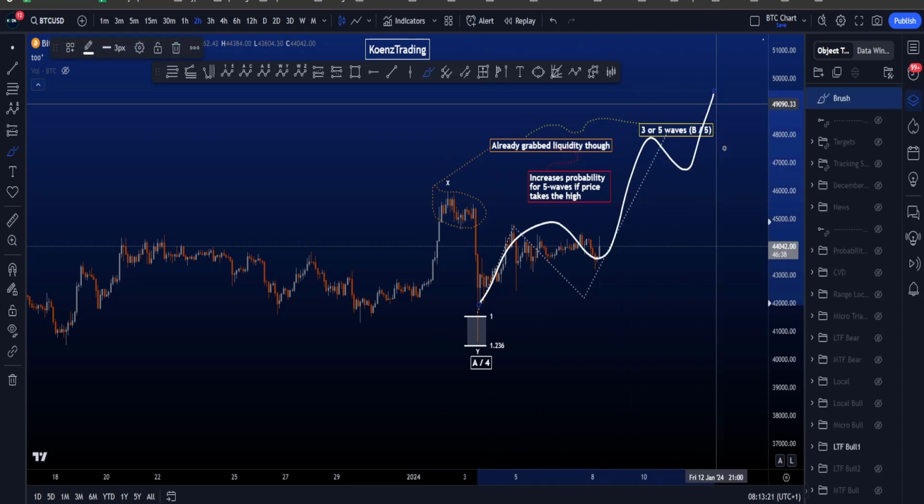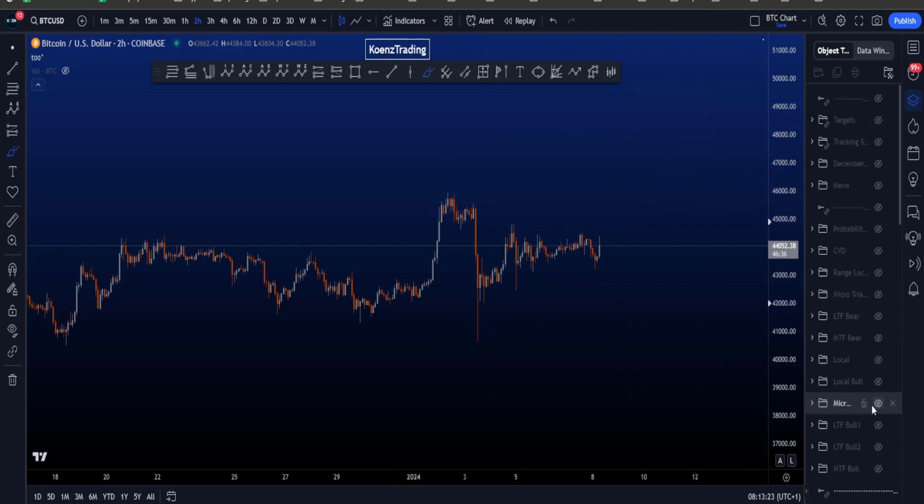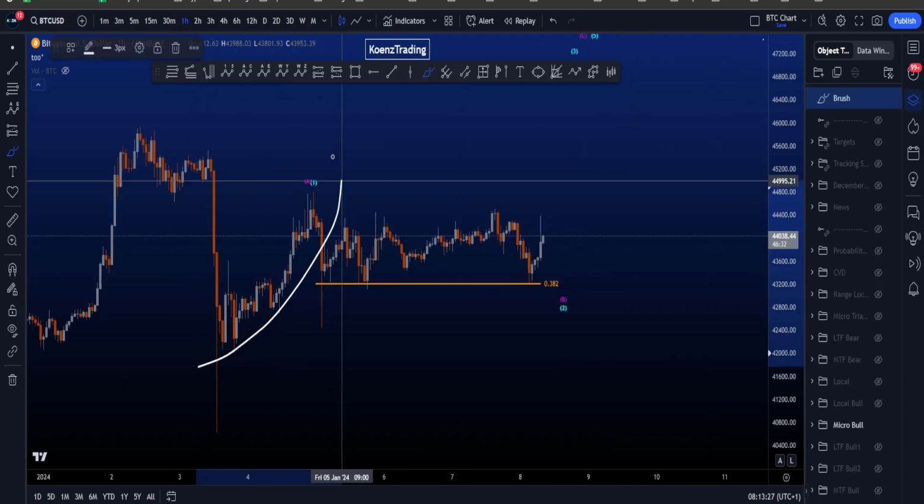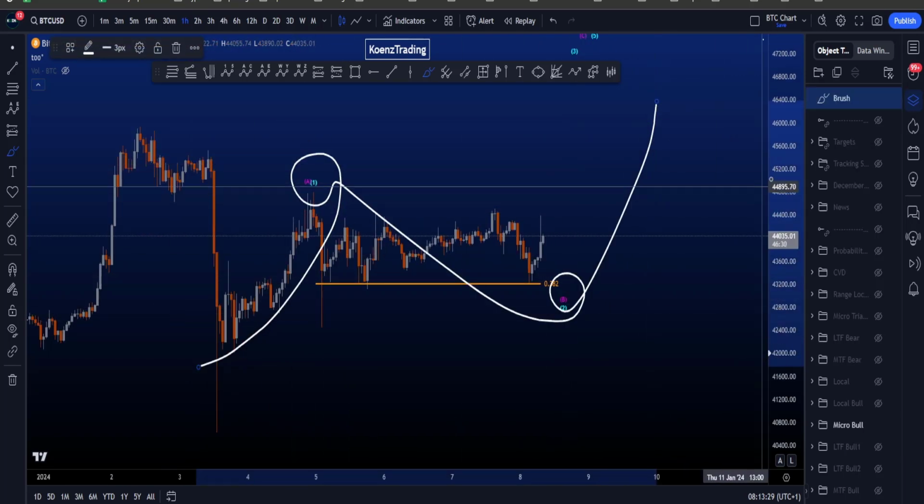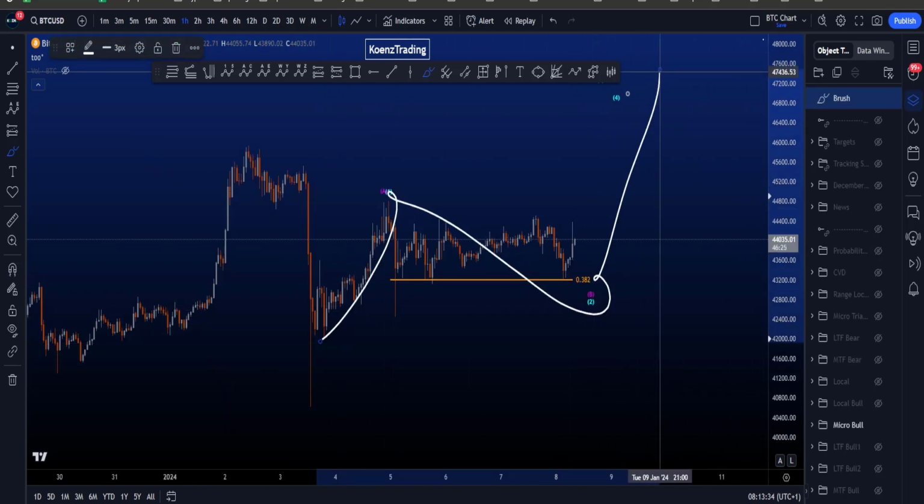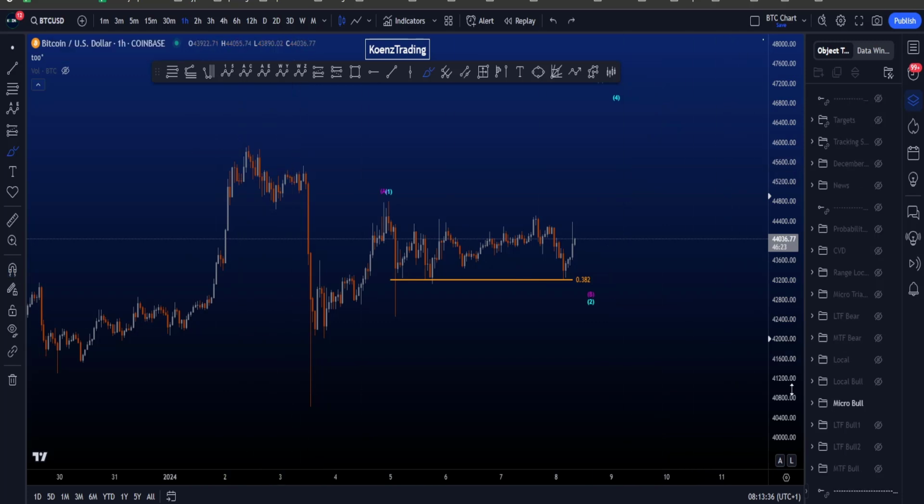So then I'd be looking for a 5-wave structure to the upside. Now this translates into this scenario here, where we're looking for a 1 or A, 2 or B, and then a 3 or C. Of course, the preferred scenario here is a wave 1, 2 and up if price takes this high.